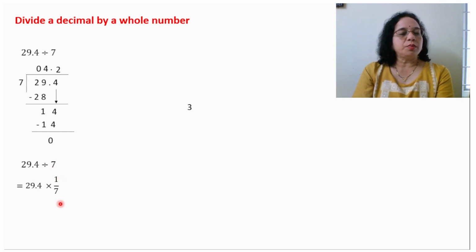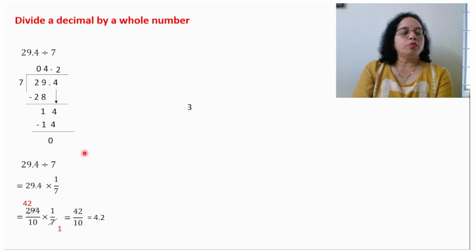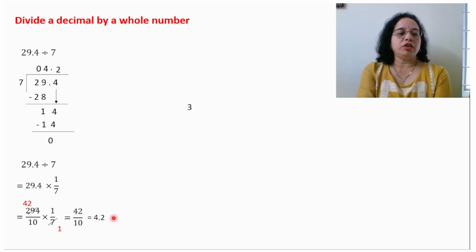Now we can use the concept of how to convert a decimal into a fraction. So after the decimal one digit is there. So in the denominator we will write 10. So now we have converted the same question into multiplication of fractions. So we can cut one number from the numerator and one from the denominator, and now multiply numerator with numerator, denominator with denominator. Again 10 is there, so leave one digit and put the decimal over here. So the answer is 4.2. So you go by this method or that method, your answer will be the same.